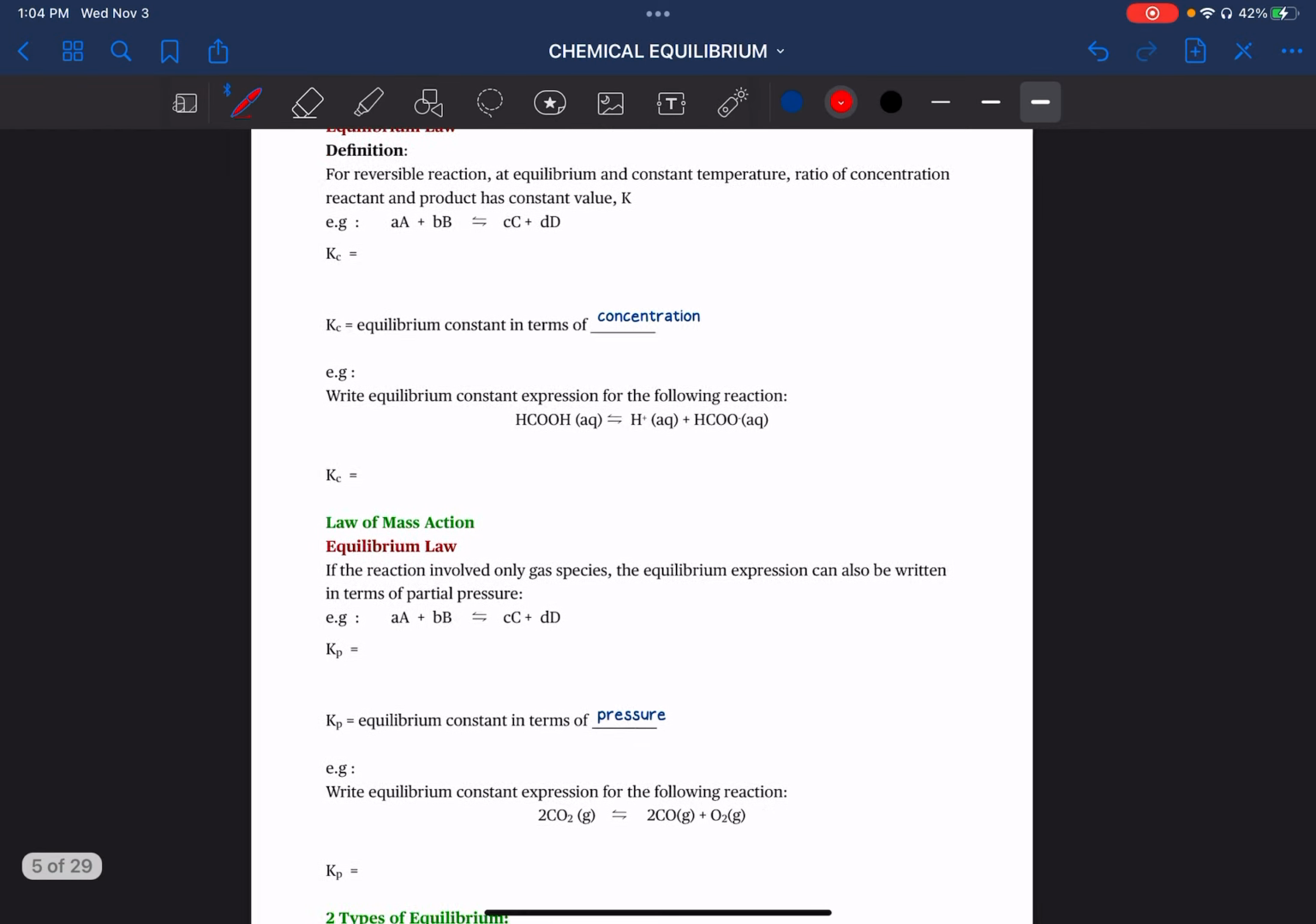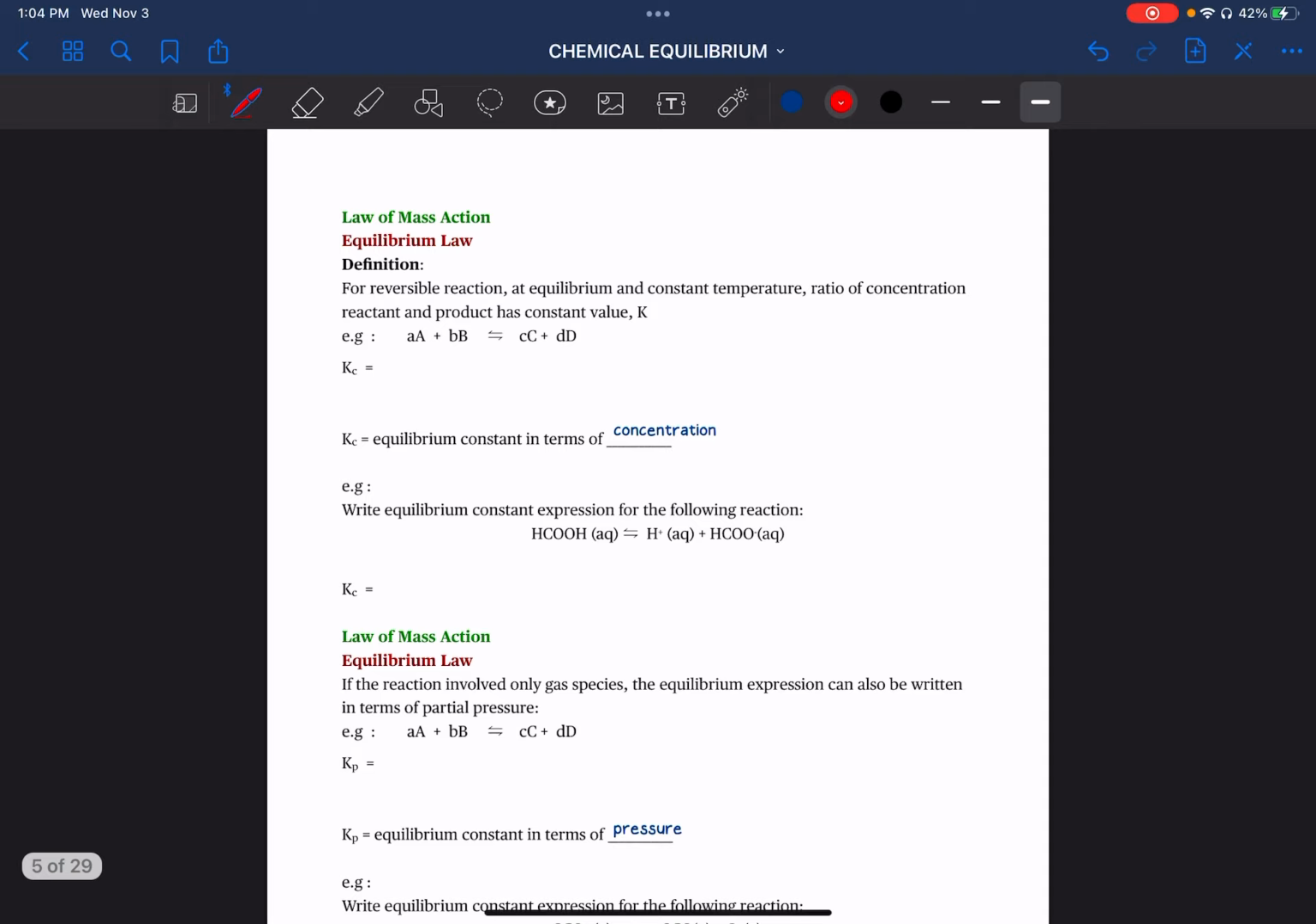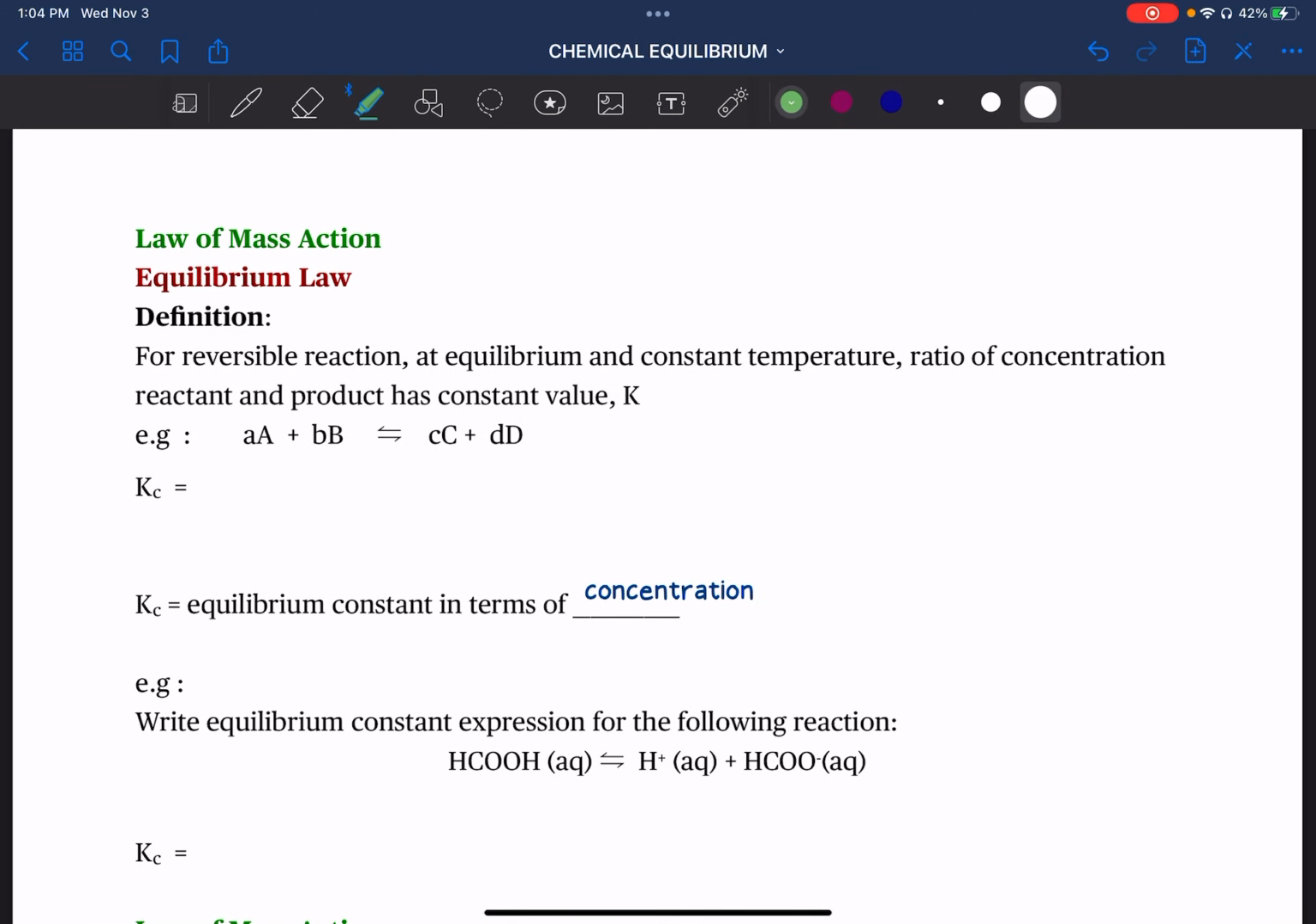Okay, now let's go to the law of mass action. Okay, what is law of mass action? Okay, first kita kena tahu equilibrium law. For reversible reaction, at equilibrium and constant temperature, ratio of concentration of reactant and products has a constant value of K. Okay, dia nak cakap ratio concentration of reactant dan product ni dia ada value constant. Okay, so how do we determine the constant?